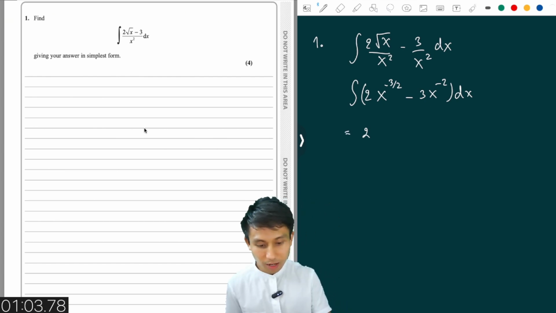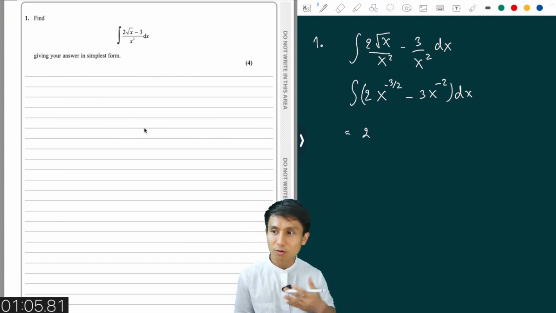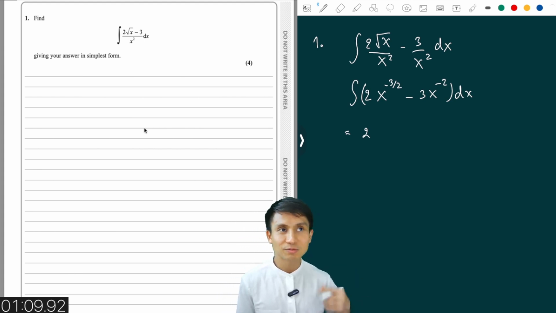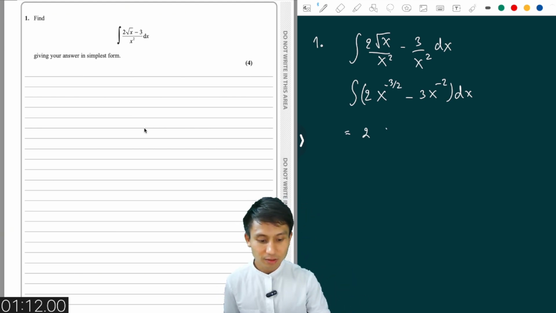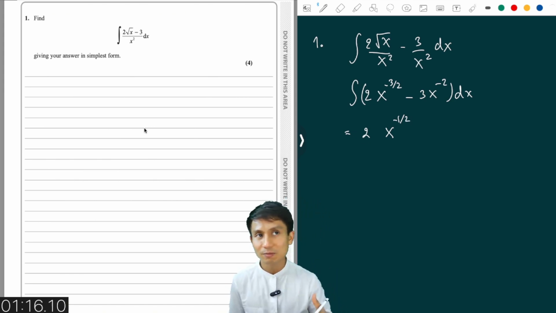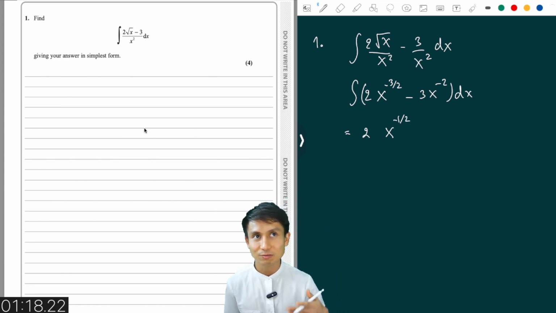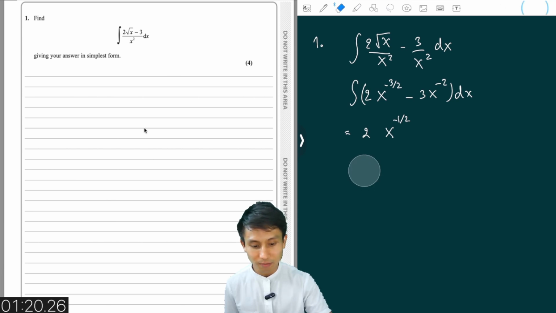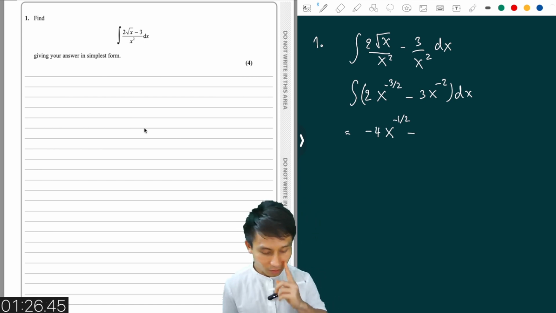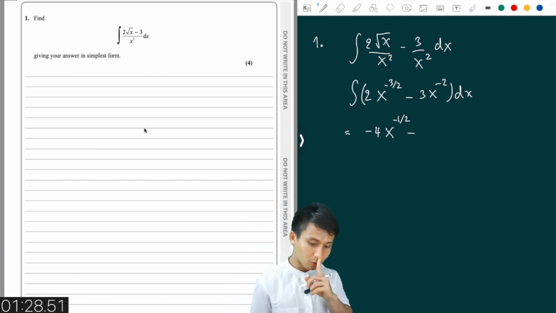So the power added by 1 and bring the power down to divide. Minus 3 over 2 plus 1 is minus 1 over 2, so we put that first. We have to divide by the minus 1 over 2, that is the same as multiplying by minus 2. So I get a minus 4 here. And then the other one, the power becomes minus 1.